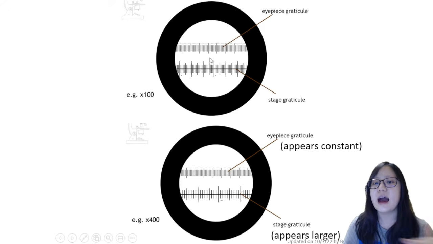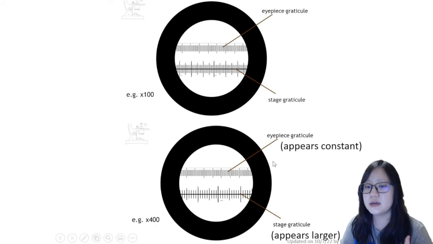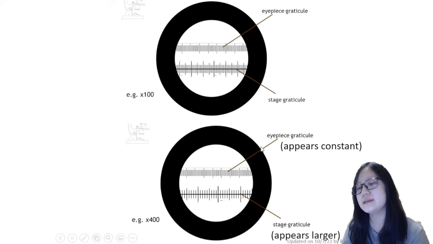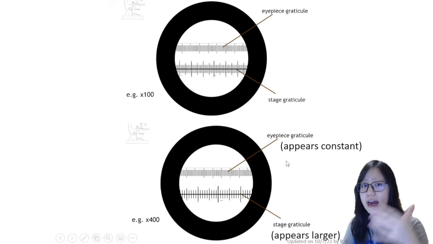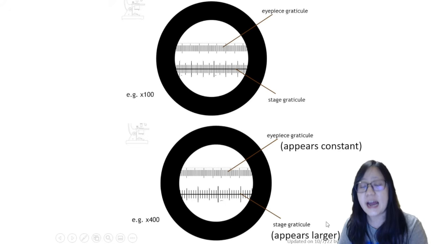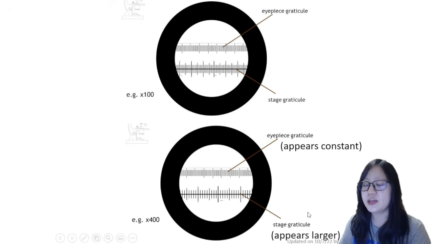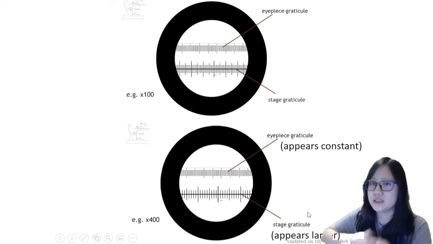You can see that the eyepiece reticule appears constant in both images. However, the stage reticule, or also called the stage micrometer, appears larger when the magnification is increased. So again, the eyepiece reticule is constant, it's at the eyepiece, right? And the stage micrometer is a slide with a tiny mini ruler on it. And you cannot stack slides, it doesn't work that way, okay?